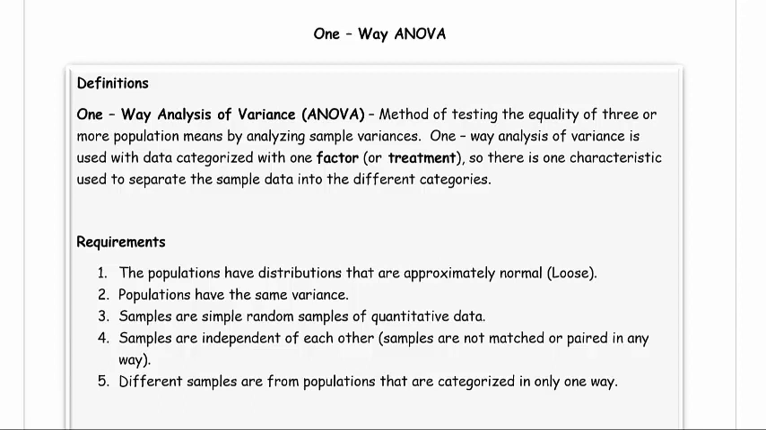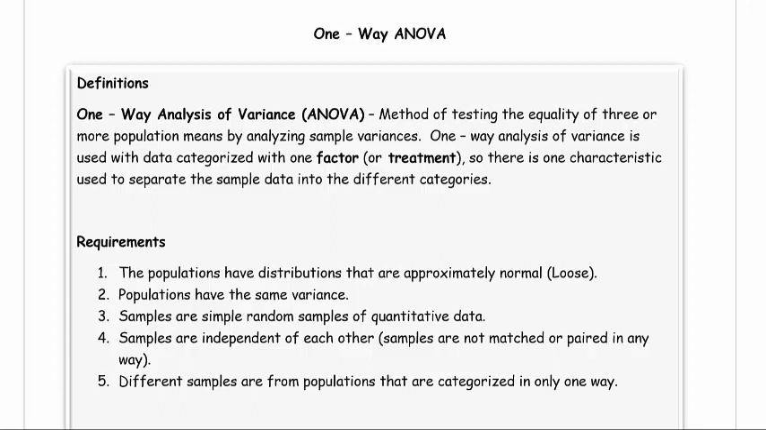Hello, in this video we're going to talk about something called one-way ANOVA. It stands for analysis of variance. This is a method of testing the equality of three or more population means. We already looked at how to compare two population means, so this is only if you have three or more, by analyzing sample variances.